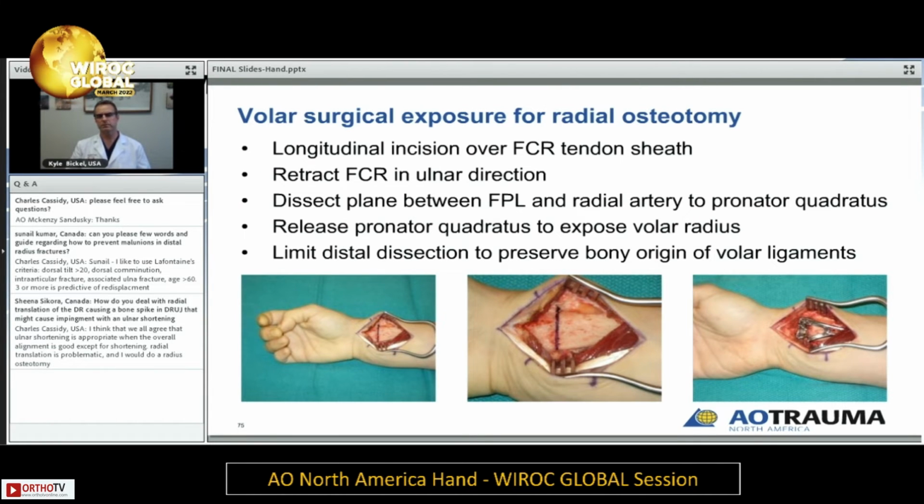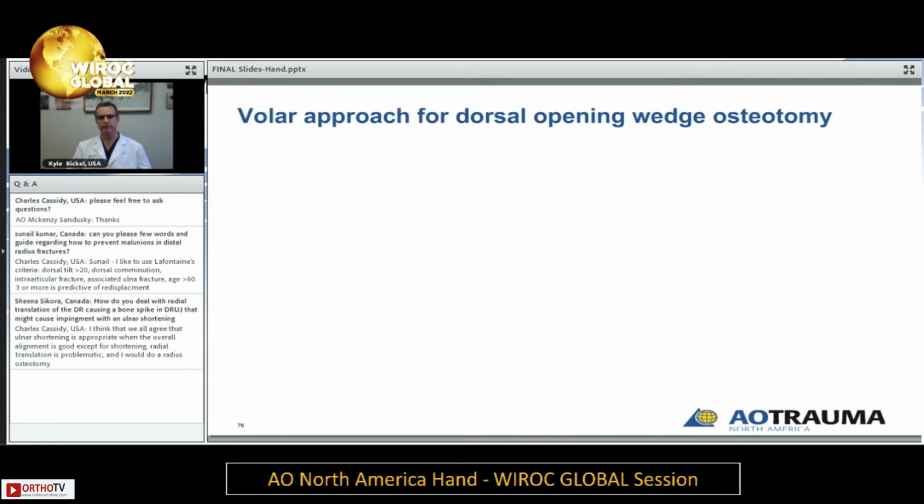The volar surgical exposure is pretty well understood by all of us from treating primary injuries. There's a longitudinal incision over the FCR. We track the FCR to expose the plane down to the pronator quadratus, and you release the pronator. Then you want to limit the dissection whenever possible to preserve the bony origin of the volar ligaments, which is here. We don't want to go distal to that and detach them and create dorsal volar instability in the carpus.